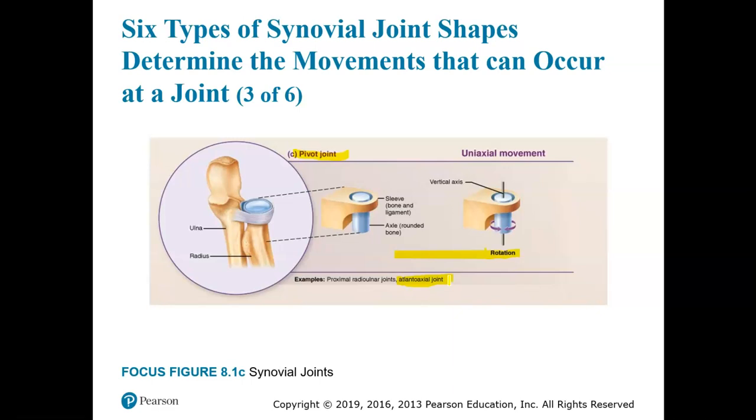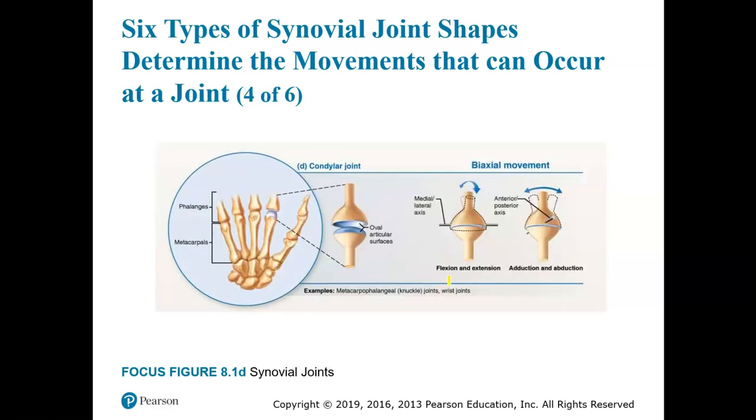That's where the atlas and the axis meet. That's the one I want you to know is the atlantoaxial joint, the joint between the atlas and axis, your first two cervical vertebrae. When you are rotating your head, you're shaking your head no, that is an example of a pivot joint.